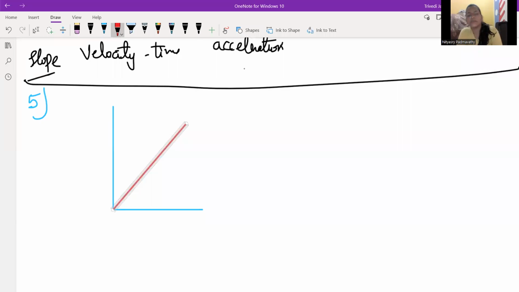Sir, no more graphs, sir. Arey, this graph is most important. You will thank me in 11th standard. Sir, in today's class, you know, no quiz today. No, we'll do it. Quiz is compulsory.